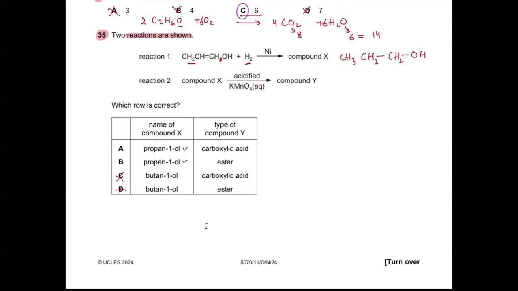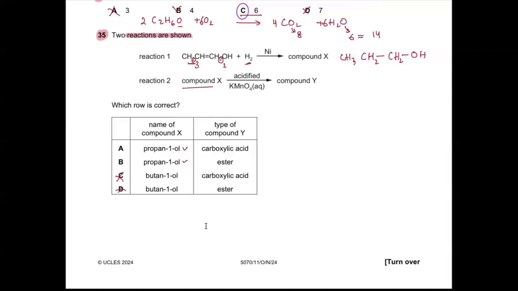So C and D go wrong. Over here, there is a printing mistake. That is not 2 over here; instead of this 2, there is 3. And this is 1. So compound X is propan-1-ol.